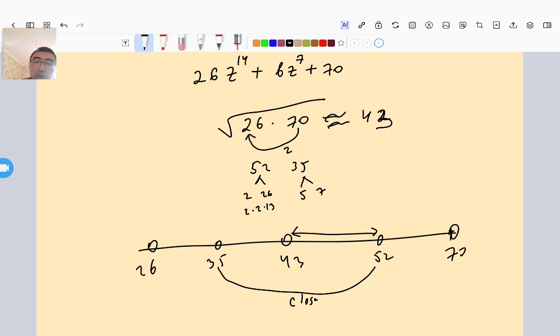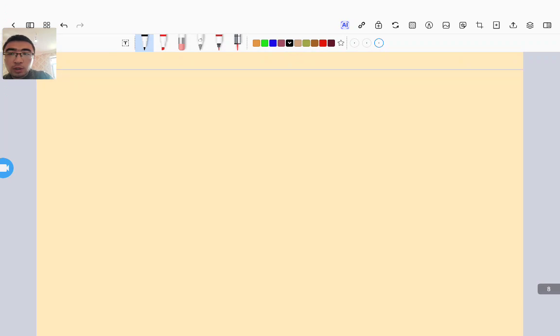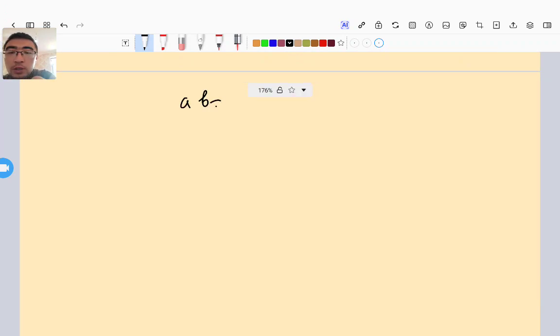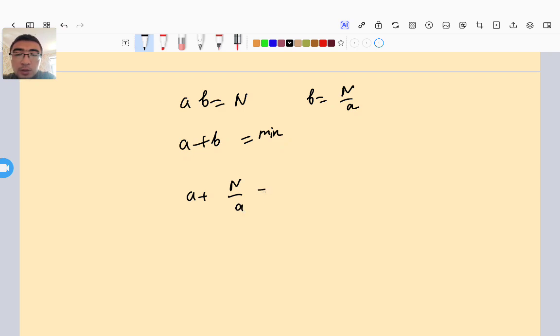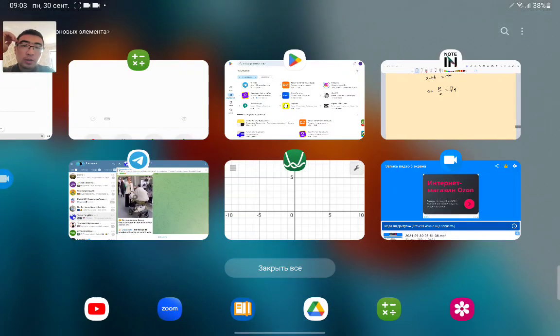So the conclusion is, by choosing the pairs closest to the square root of the product, you will get the true answer. The proof of this condition, for those who know calculus, I will give here. In our case, a times b is some n, and a plus b we should minimize. It's something like a formula: we are given the area, we should find the biggest perimeter. From here, b will be n over a. So a plus n over a is a function of a. In our case, a is positive.